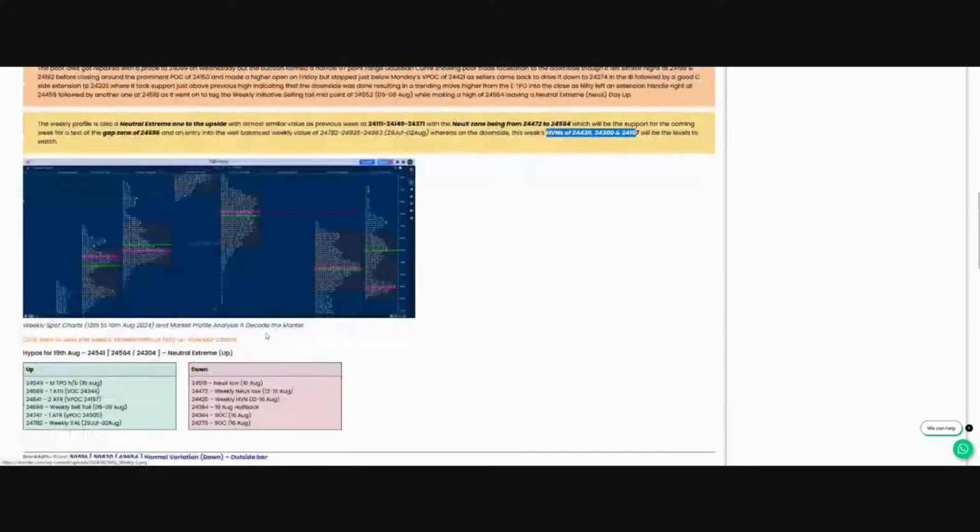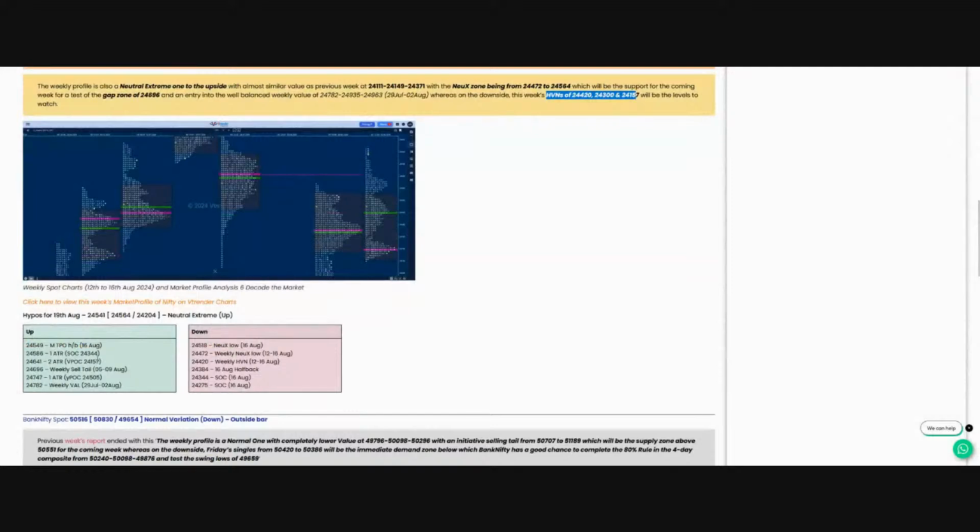The selling tail started from the 24696 to 24403, I think. So we were getting accepted in that zone, but it is important to take out this 24696 for that supply to get negated completely. And we have these HVNs for this week, which are the lower supports which we are looking at. So these were the hypos which were there for today.